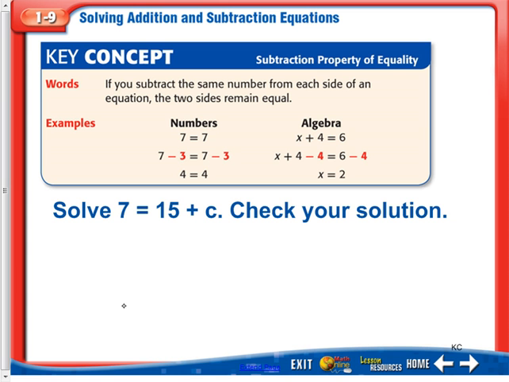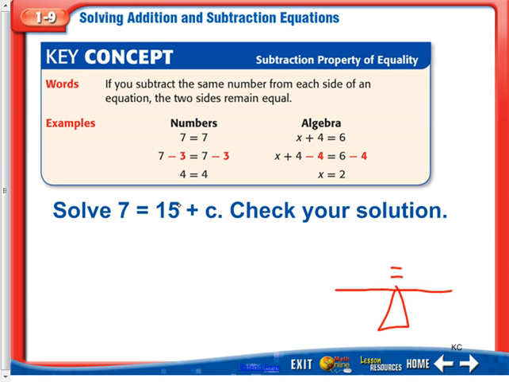So if you subtract the same number from each side of an equation, the two sides remain equal. If we think of a teeter-totter here, there's the flat bar, and in the middle we have our fulcrum, or our balance point. That balance point we think of as the equal sign. So this side of our equation has to be equal to this side.